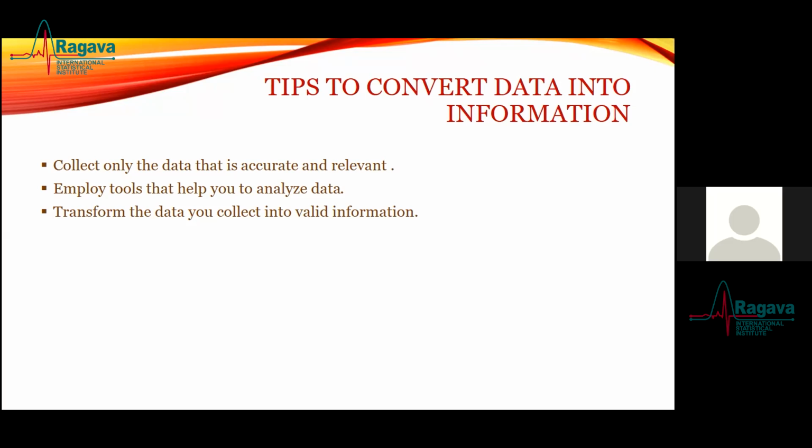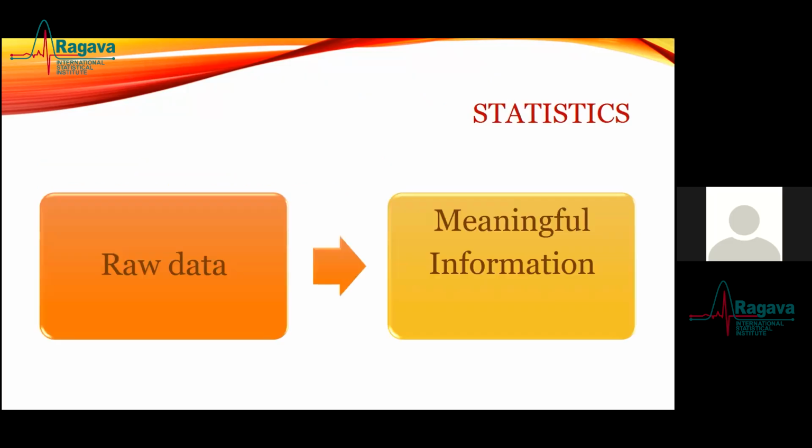Data collection is a very important step, and even the quality of data matters. First, you have to collect only the data that is accurate and relevant. The accuracy and the relevance of data play an integral part in assessing the information we want. And you should employ tools that help you to analyze data. And finally, the data collected has to be transformed into valid information. So, as I said, statistics. What exactly is statistics? It is a tool for converting raw data into meaningful information.